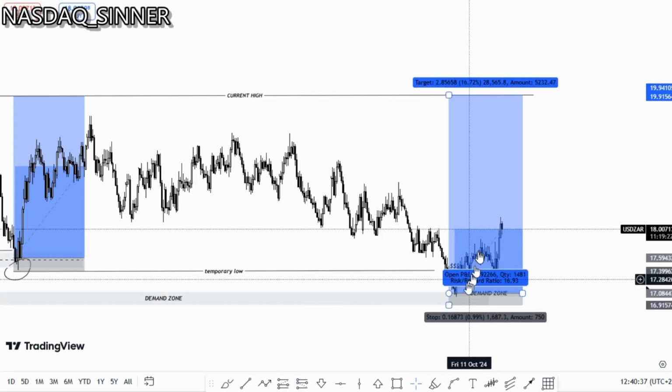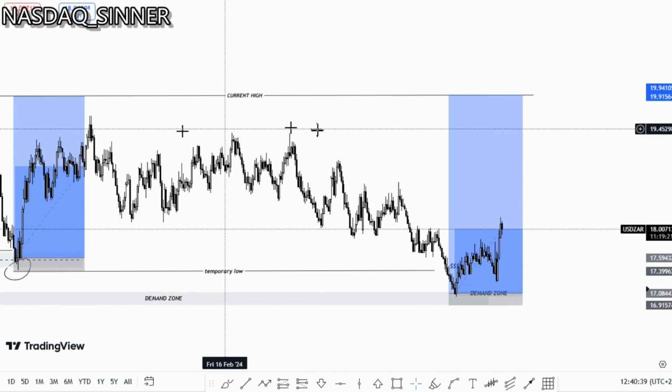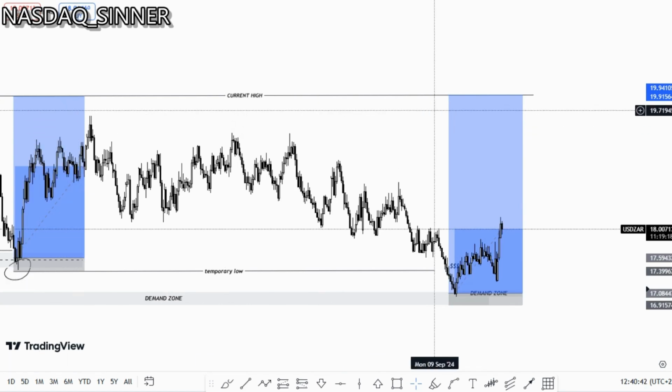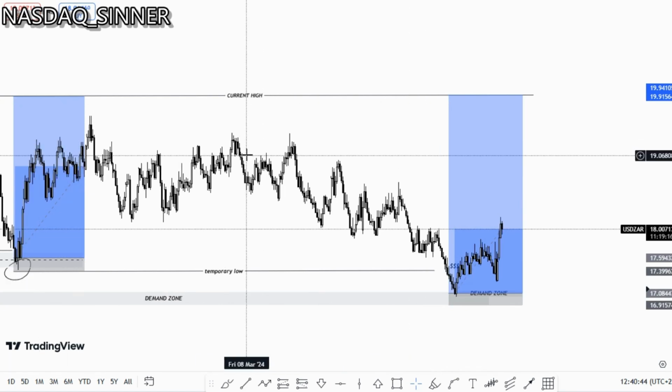From that point, it started to push up. So bear in mind that I'm still targeting that current high that I have at that point over there, which is something else that we're gonna use.